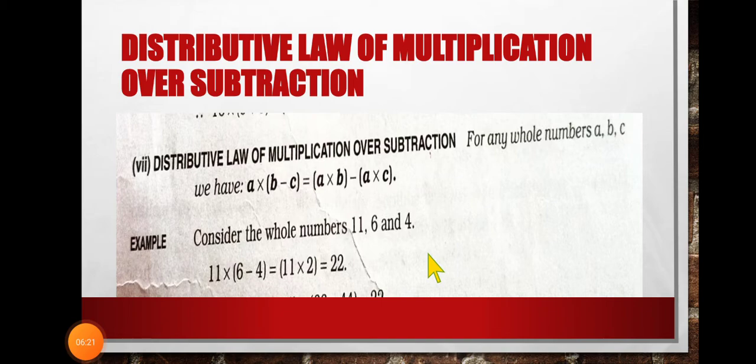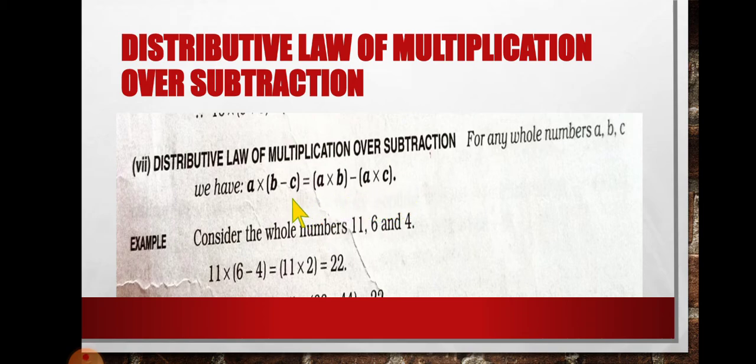Our next property is the distributive law of multiplication over subtraction. Same like addition, for subtraction also, when we have any three whole numbers, we arrange a multiplied by b minus c, which is equal to, when we open this bracket, we multiply one by one, a multiplied by b minus a multiplied by c. Firstly we multiply by b, then after c.